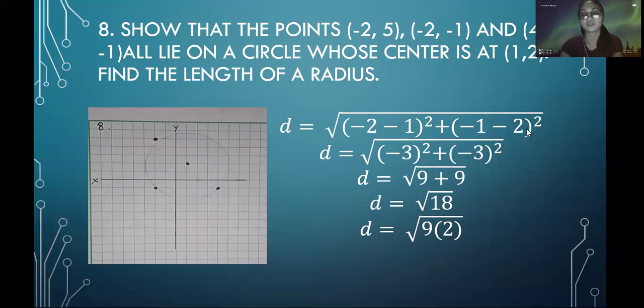Also here negative 3 squared is equal to 9. So d is equal to the square root of 18. Then factor: the square root of 18 will become the square root of 9 times 2. So the square root of 9 is 3. So the final answer, or the length of the radius, is 3 square root of 2.